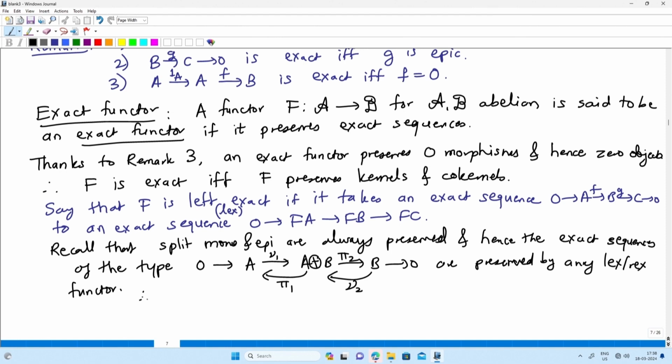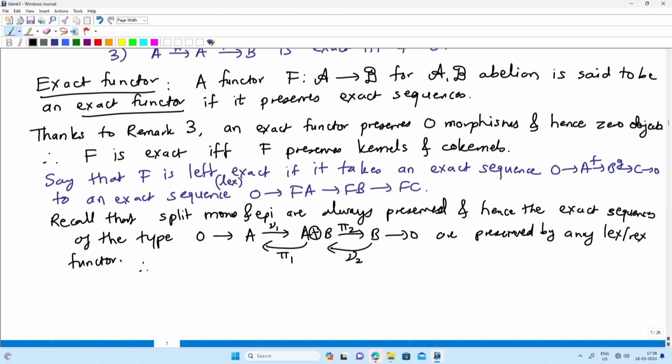Okay, so therefore, what can we say? A lex functor will preserve kernels, that we have seen, and a lex functor also preserves biproducts. So in particular, it preserves binary products. So lex implies Cartesian and rex implies co-Cartesian, finite limit preserving. This is a regular category.